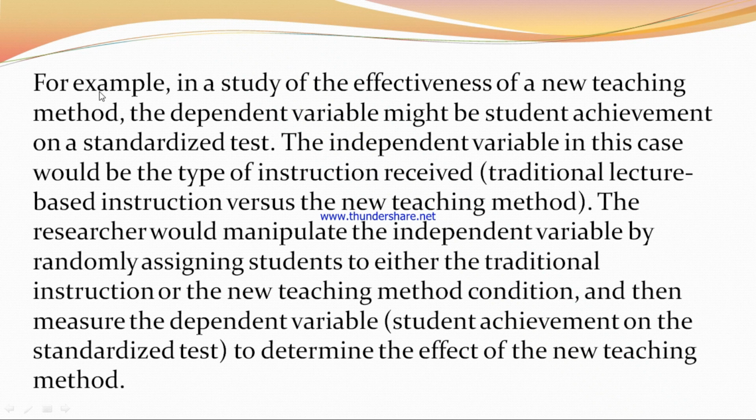For examples, we will now discuss examples of independent and dependent variables. For example, in a study of the effectiveness of a new teaching method, the dependent variable might be student achievement on a standardized test. The independent variable in this case would be the type of instruction received, traditional lecture-based instruction versus the new teaching method.